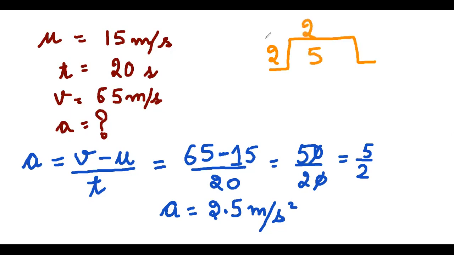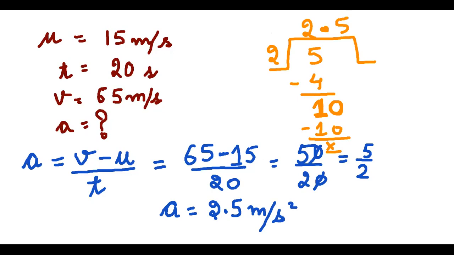So 2 2s are 4. Put a subtraction sign. 5 minus 4, 1. Now put a sign of decimal. And when you are putting a decimal here, a 0 can be brought with 1 such that the number becomes 10. Now 2 5s are 10 and our remainder comes to be 0. So the acceleration in this case is 2.5 meter per second square.